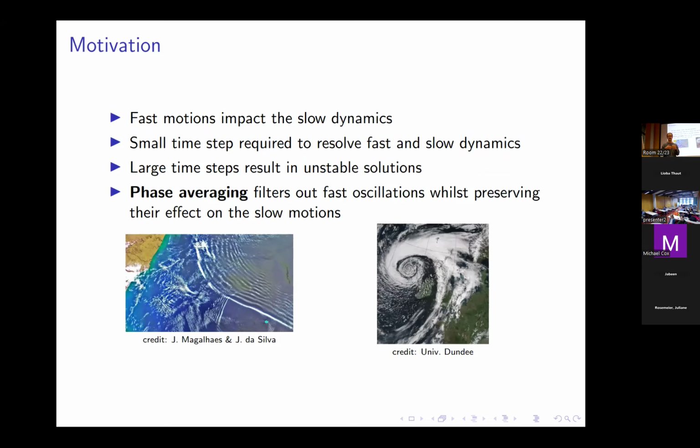Often we're interested in what's going on in the long term, but in order to accurately model these slow long-term dynamics, we have to resolve the fast linear modes as well. And computationally, this would require a small time step. So it's computationally costly. And if you take large time steps on the same timescale as the slow dynamics, you'd end up with an unstable solution. So what phase averaging does is it's a time average that filters out some of these fast oscillations while preserving their effect on the slow dynamics, giving you a more stable solution with a larger time step.